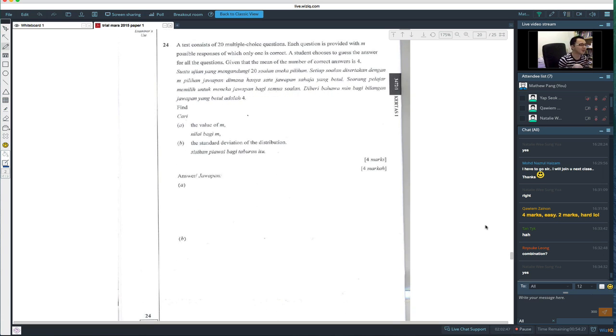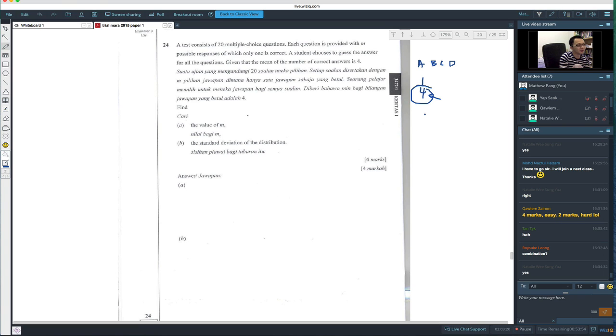Yes, last second question. A test consists of 20 multiple choice questions. Each question is provided with m possible responses, of which only one is correct. That means it's like the multiple choice questions we do, A, B, C, D. If only one answer is correct, the possibility is called 1/4, correct or not? In this case, it doesn't tell you whether it's 4 or 5. Maybe you can have A, B, C, D, E, correct or not? So then you have 5 at the bottom here.